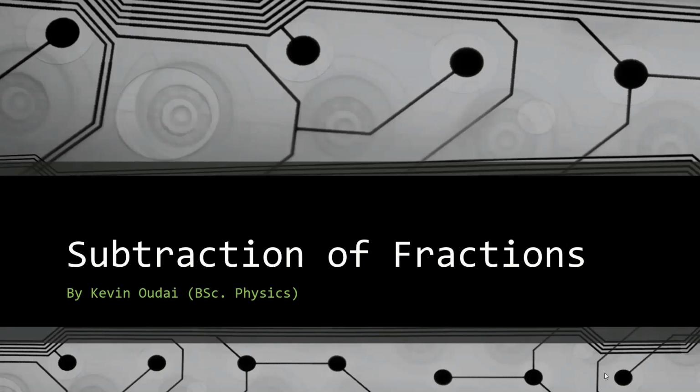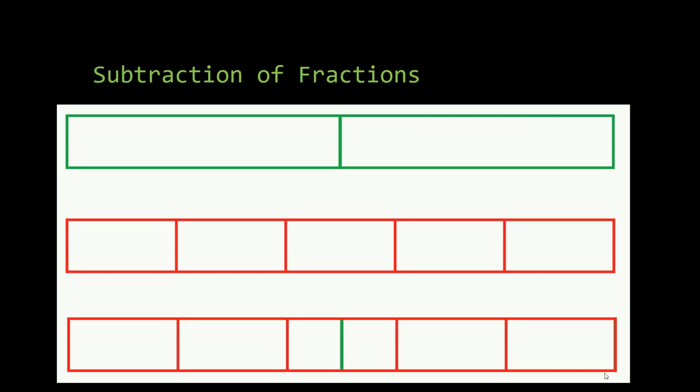So let's look at subtraction now. As I did before with addition, I'm going to create two objects of equal size. One here is separated into two equal pieces, 1 of 2, 2 of 2. Then the next is separated into 5 pieces, 1 of 5, 2 of 5, 3 of 5, 4 of 5, 5 of 5.